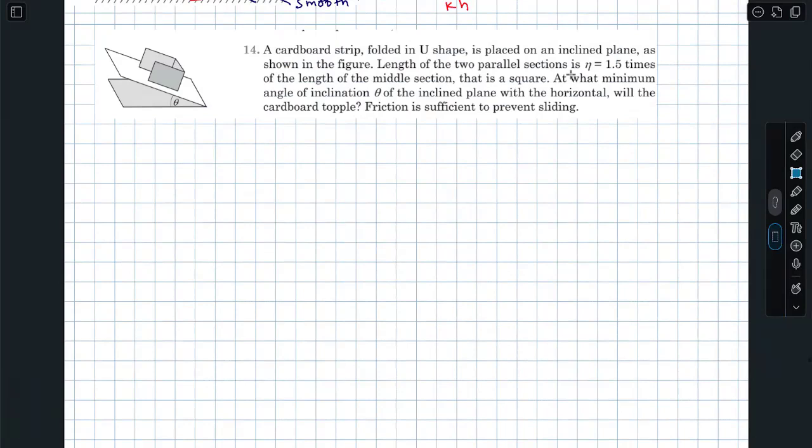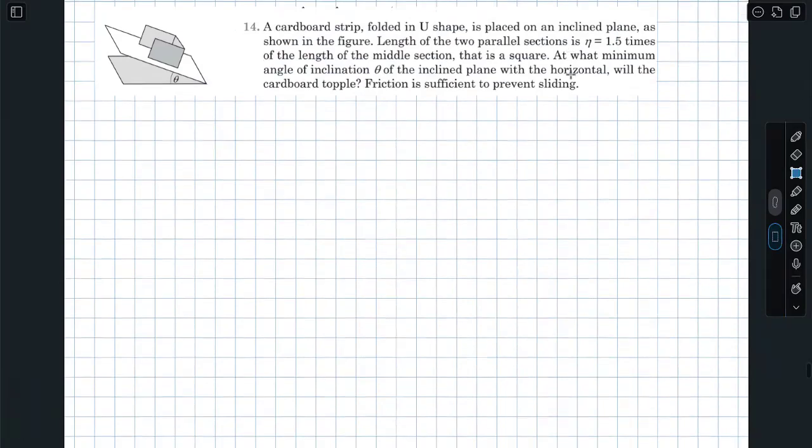Right. A cardboard strip folded in U shape is placed on an inclined plane as shown in the figure. You can see that. You should imagine these models in a 3D sense. If you don't imagine that in a 3D sense, I cannot help you in that aspect. So please try to understand what the given question is.